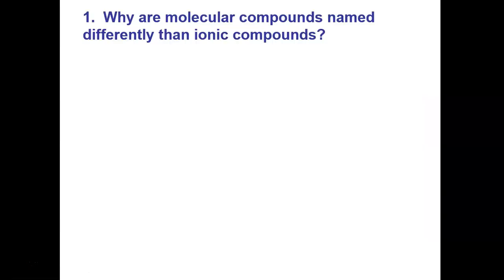Okay, so let's talk about why we have to name molecular compounds differently than ionic compounds. So a good example here is carbon dioxide and carbon monoxide. Now, in ionic compounds, if we were trying to use the simplest way to name them, we could just call it carbon oxide, but that gives us no way to differentiate.